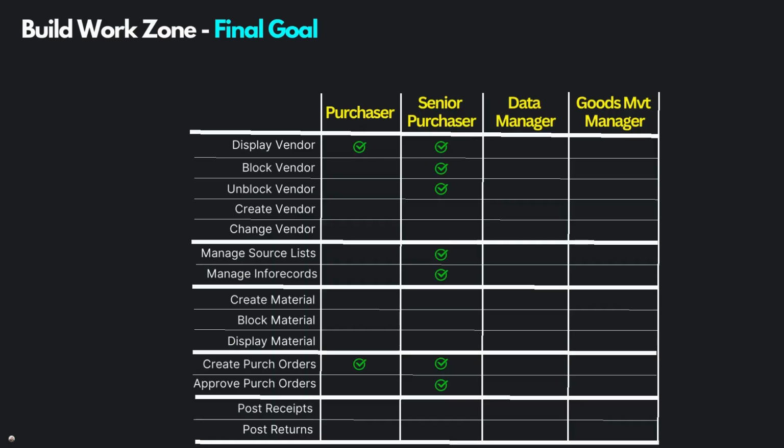A data manager is going to be able to access the apps that have to do with the data management aspect. And finally, the warehouse manager can access the apps that have to do with the goods movement, such as the goods receipt and the goods returns app, and also the material display app. So these are the roles that I want to have in my business site, and I want to control access to the applications through these roles.